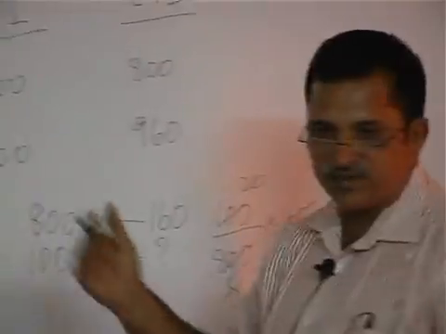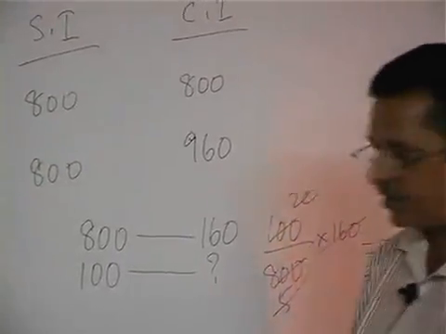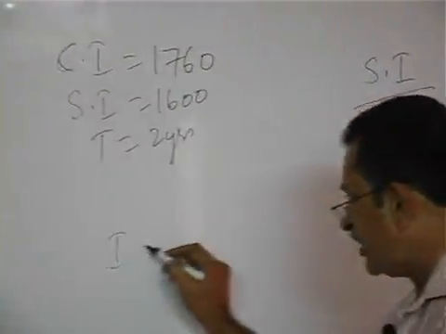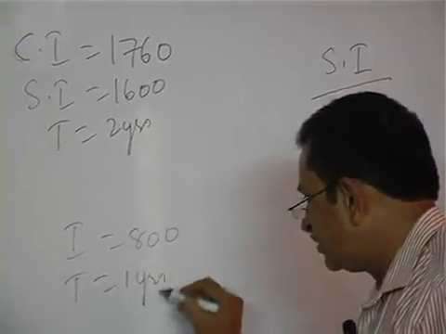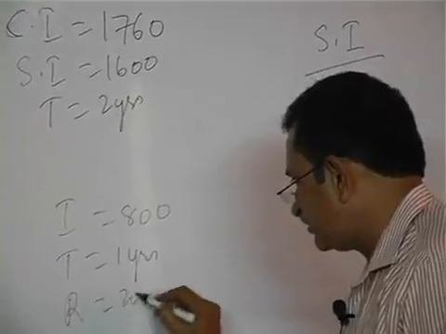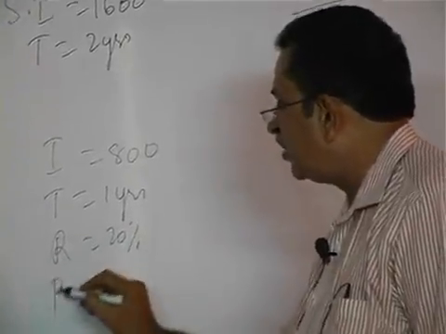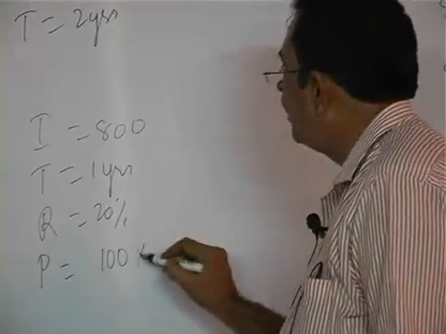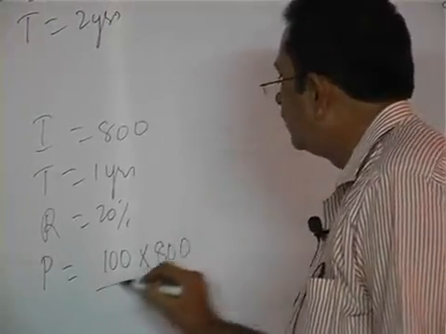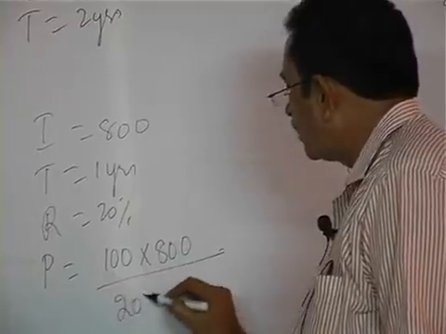Rate of interest is 20%. What he asked, principal he wanted to find, is it not? So interest is 800, 800 for 1 year. Rate is 20%. You'll have to find principal. Principal is equal to 100 into I by rate into time.